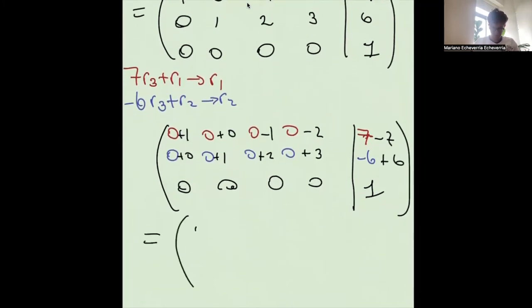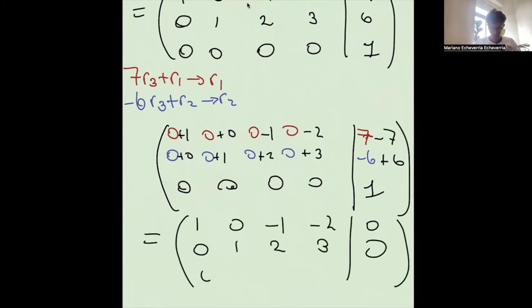Also, you get 1, 0, minus 1, minus 2. And this one gives you what? 0, right? And then you get 0, 1, 2, 3, 0, and 0, 0, 0, 0, 1. Is that making sense?